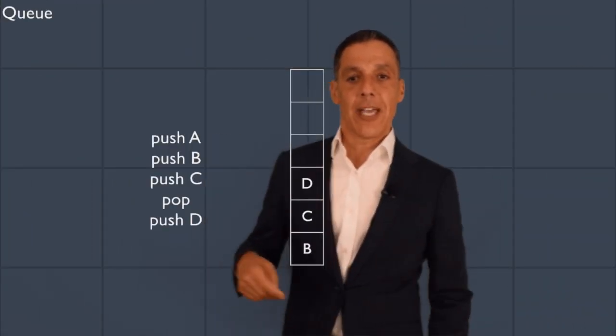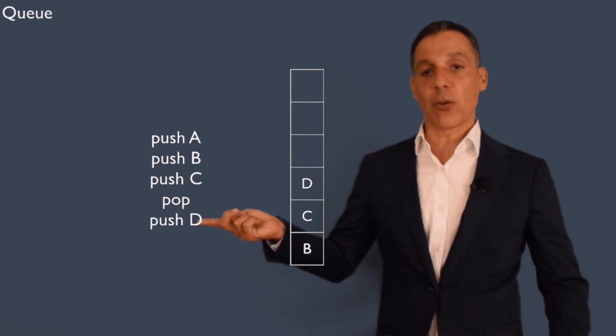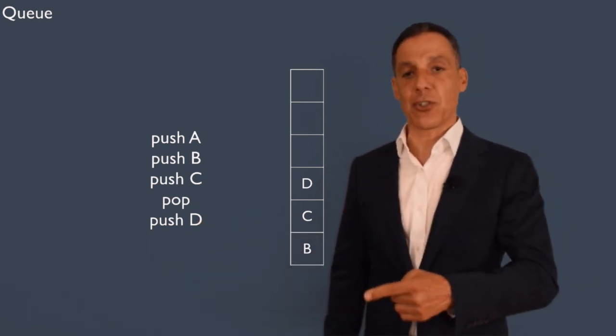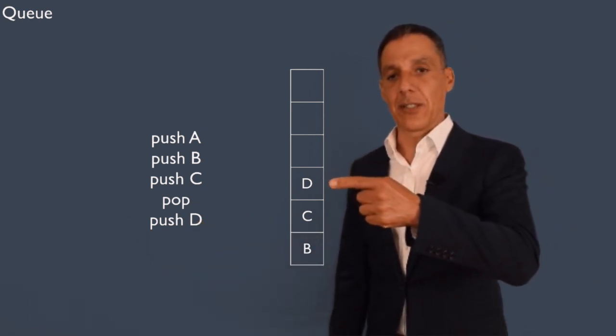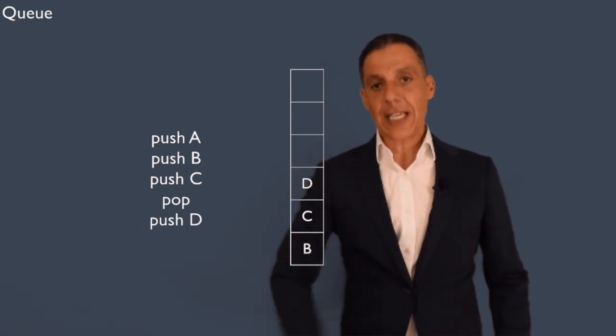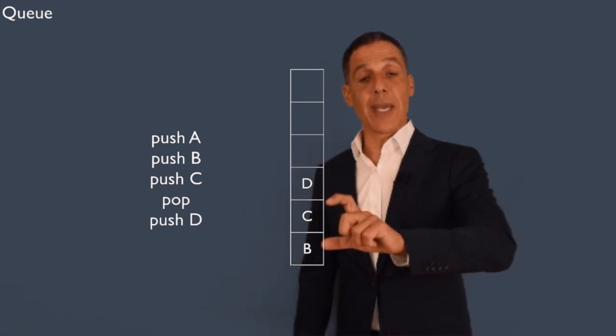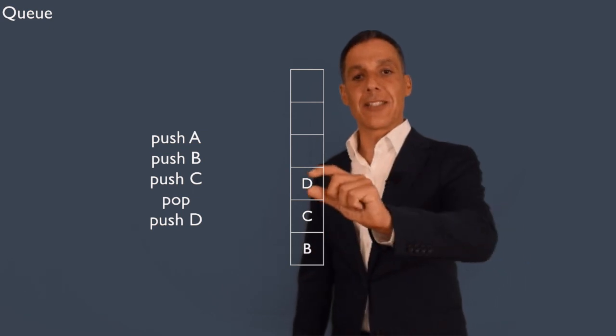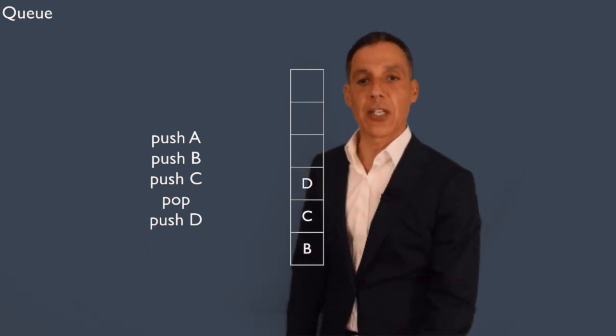Now, if I push something back on again, I don't say push it into a position. I say just push it. It puts it into the last position. So initially, A, B, C was in the queue. A popped off. B, C remains in the original position. D gets added now at the very end of the queue.